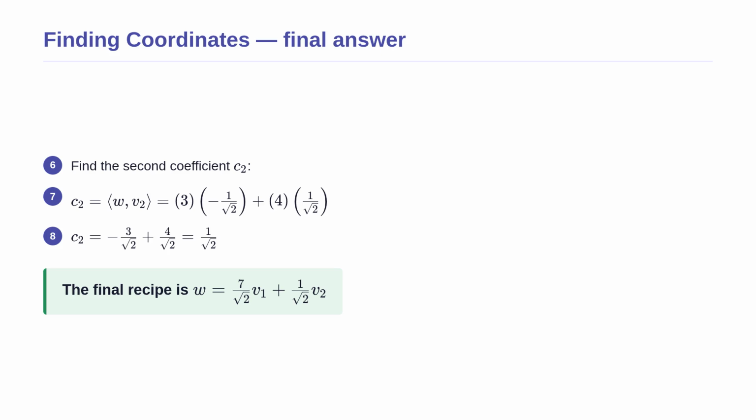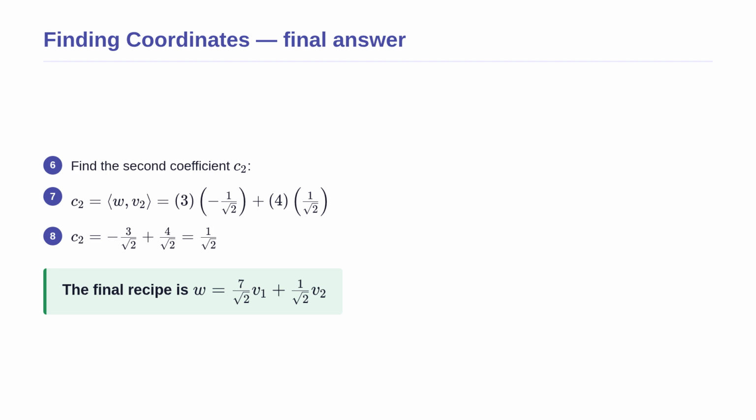Continuing with our problem, we now find the second coefficient, C2. We take the inner product of the target vector W and the second basis vector V2. Again, we multiply the matching coordinates and add them together. This isolates the portion of W that points in the direction of V2. The math gives us exactly 1 over root 2.